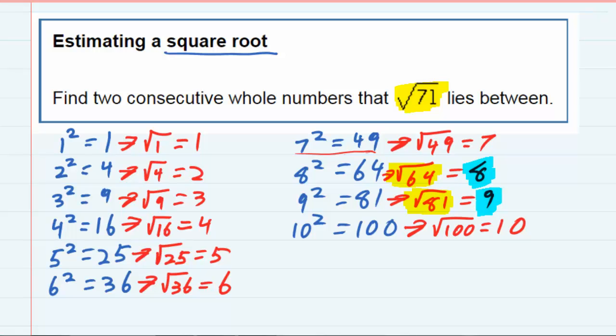So we were asked to find two consecutive whole numbers that the square root of 71 is between. It must be between 8 and 9.